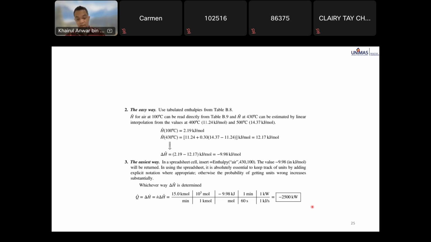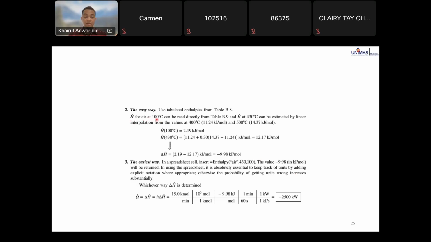So table B8, page 652. This is based on SI unit. So find A. A is the second column. Temperature is 100 first, 2.19. Then another temperature is 430. Yeah?